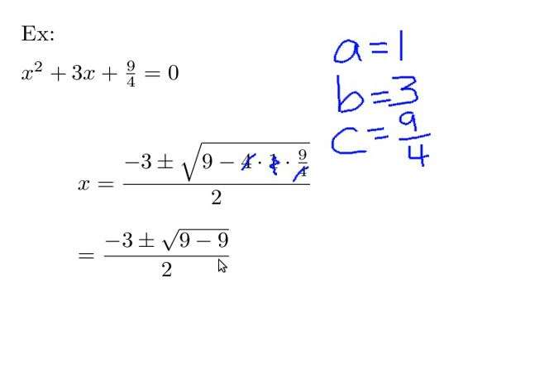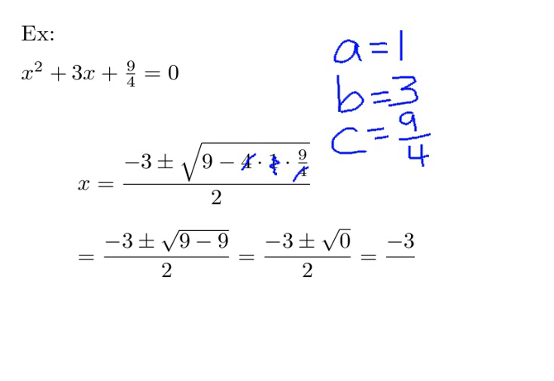So 9 minus 9 is just going to give you 0, so this is equal to negative 3 plus or minus the square root of 0 over 2. And the square root of 0 is just going to be 0, so that means we have negative 3 plus or minus 0 over 2. Now, when you add 0 or subtract 0, you get the exact same effect, because negative 3 plus 0 will be negative 3, and negative 3 minus 0 will be negative 3.